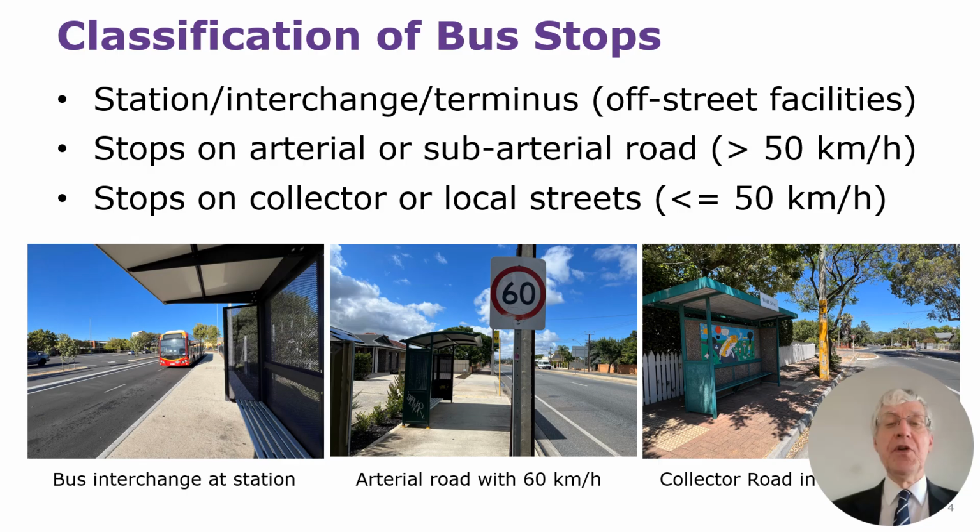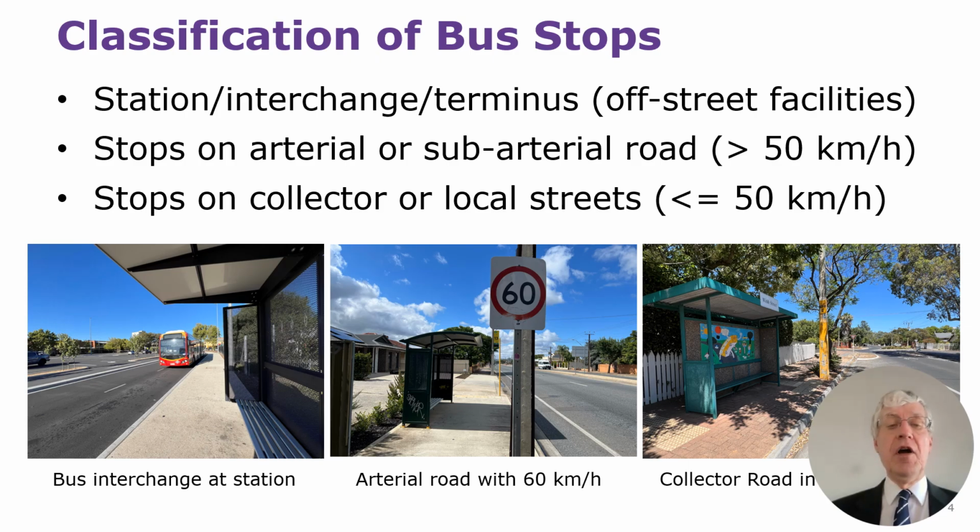I propose a simpler method to classify bus stops as follows. Firstly, a station, interchange, or terminus that has off-street facilities, as shown here with a bus interchange at a train station. Secondly, stops on an arterial or subarterial road with 4 or more lanes that have a posted speed greater than 50 kilometers an hour.